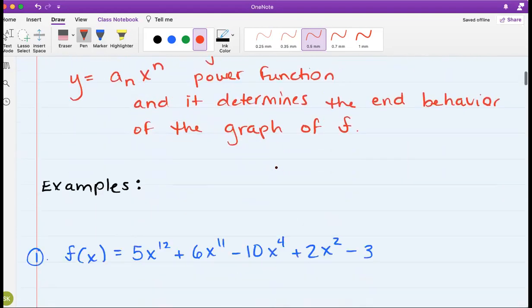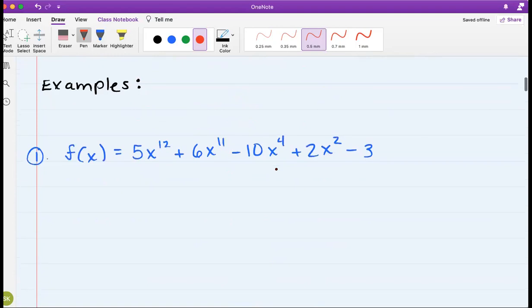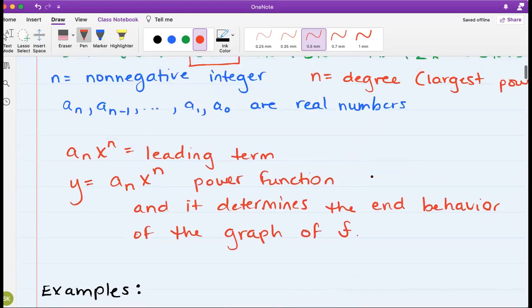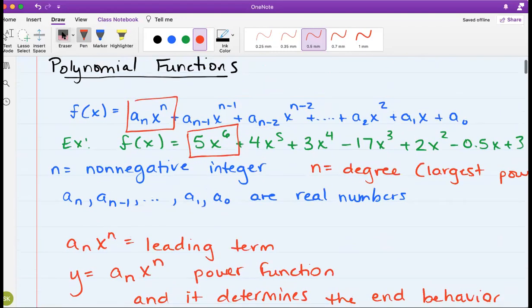Okay, let's look at some examples. So here's the first example. I have f of x is 5x to the 12th plus 6x to the 11th minus 10x to the 4th plus 2x squared minus 3. Is this a polynomial function? Again, compare it to this function here, which is the definition of a polynomial function.